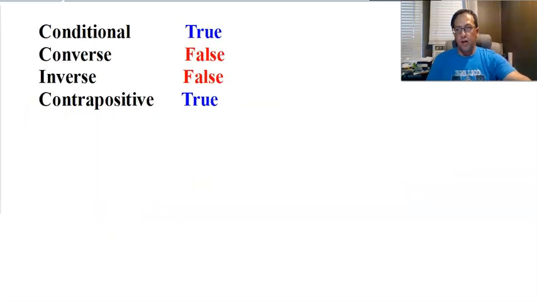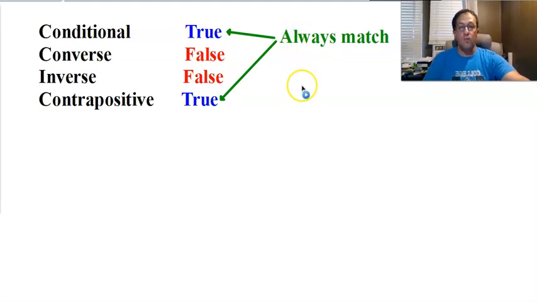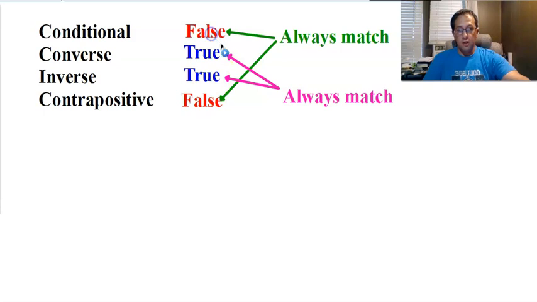All right? And that actually is how it goes. If you'll notice, the conditional is true, the contrapositive is true, the converse and inverse were both false. And it's not always going to work like this, but what will always happen is that the conditional and the contrapositive will always match. And the converse and the inverse will always match. It won't always end up like this, it might end up like this. You could have a false conditional and a false contrapositive. That could happen with a true inverse and converse. But what will happen is that these will always match.